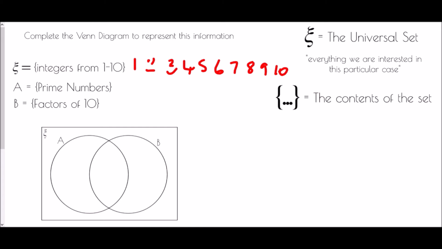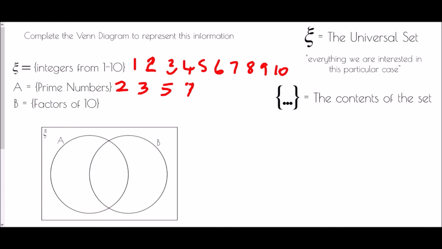I've also then got my first set, set A, which are prime numbers. We're only dealing with the list that we've got at the top, but I want to know all of the prime numbers that will be in that list. So we haven't got 1, but we have got 2, we've got 3, we don't have 4, we've got 5, not 6, 7, not 8, not 9, not 10. So the first set, A, is the numbers 2, 3, 5 and 7.